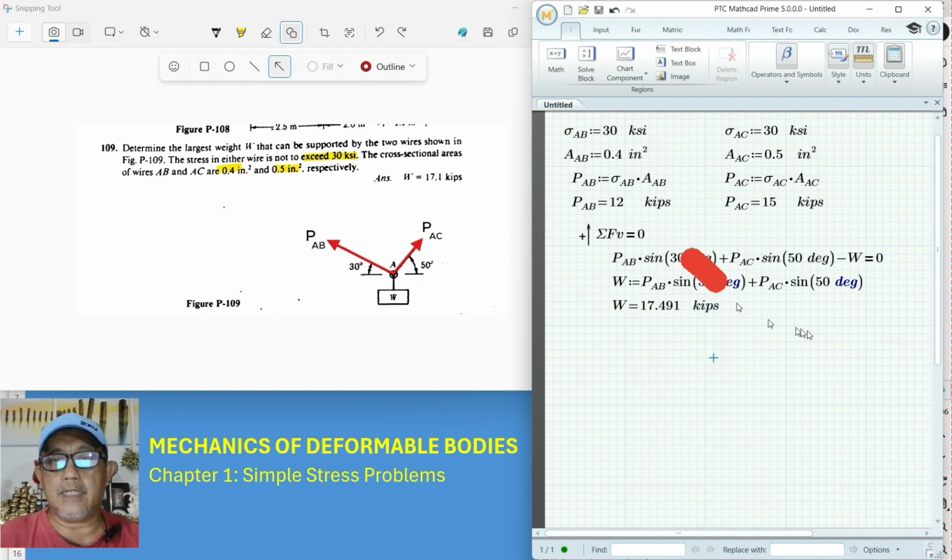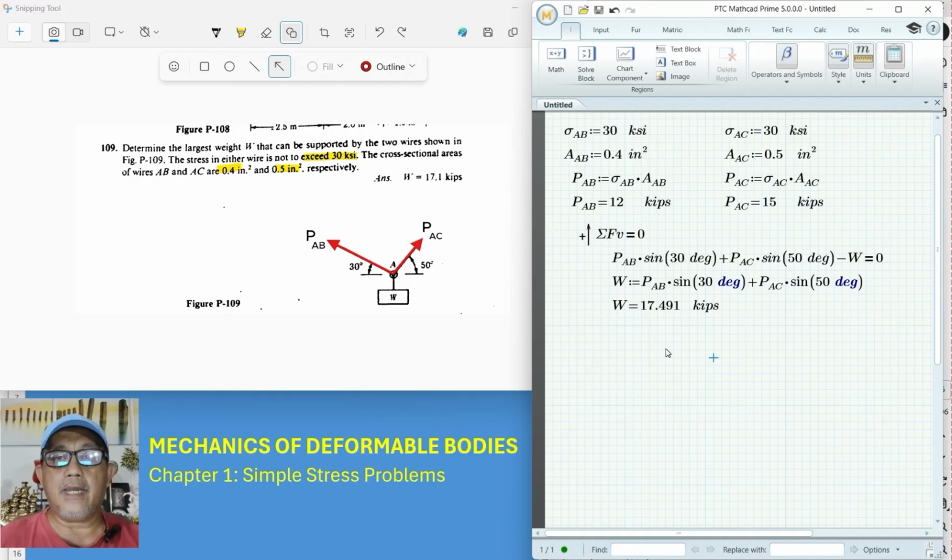This is not the correct answer. You can see there's an answer here. It says 17.1, or you might just say it's close, it's 17.5. But this solution is wrong because you are using the maximum allowable internal forces for each wire. You're assuming that this system will fail so that both wires will fail together simultaneously because both will reach their maximum of 12 and 15 kips, which is not always the case.